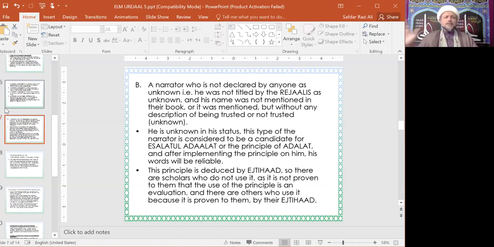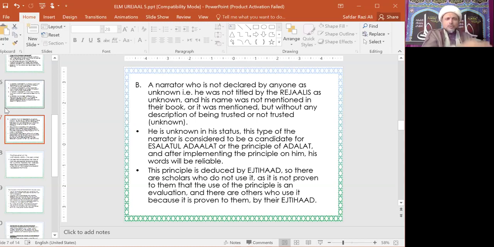Okay, so case number 1: the narrator is unknown, totally. You don't apply, he's unknown. I mean, we don't know. Number 2: the narrator is known, but the Rijalis have also declared him trusted or not trusted. Number 3, which is A of number 3: the Rijalis have said he is unknown in his status. We cannot find anything on him. They have declared it, so he is also rejected. We don't apply the principle of Isalat al-Adala.